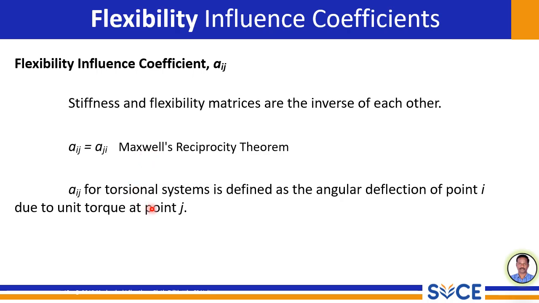Lastly, we need to consider torsional systems again. For torsional systems, the flexibility influence coefficient A_ij is defined as the angular deflection at point i due to unit torque applied at point j. So, just as with stiffness, we adapt the definition to use angular quantities, torque and angular deflection, to analyze rotational vibrations.